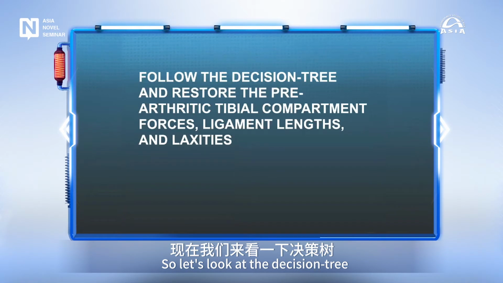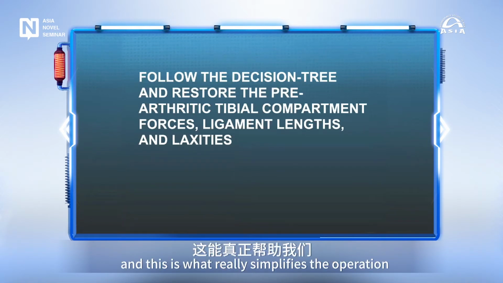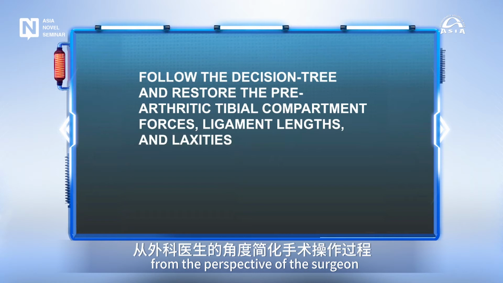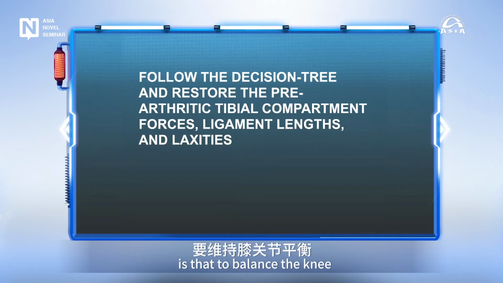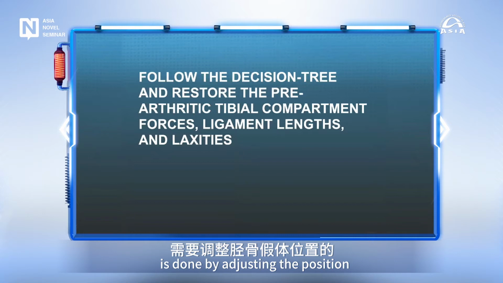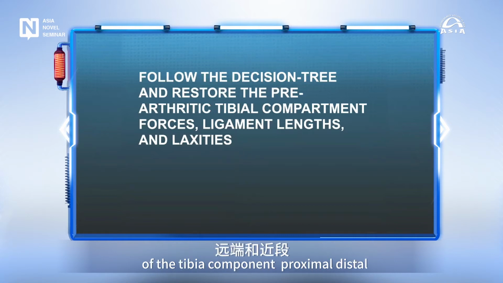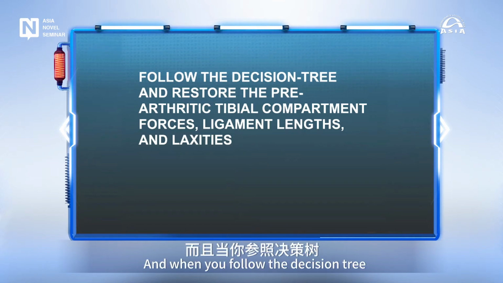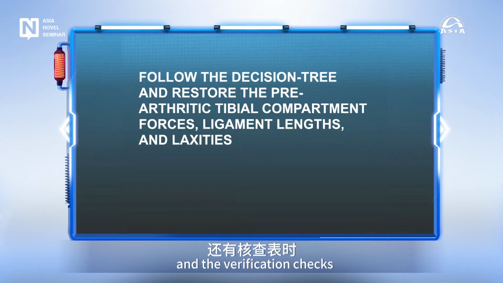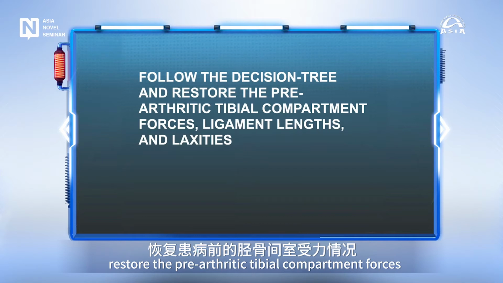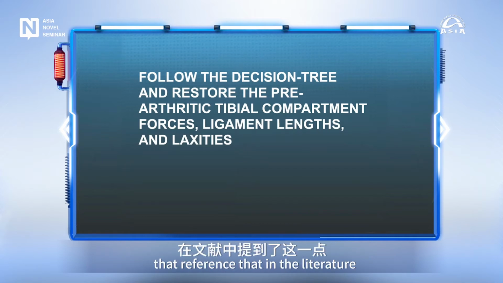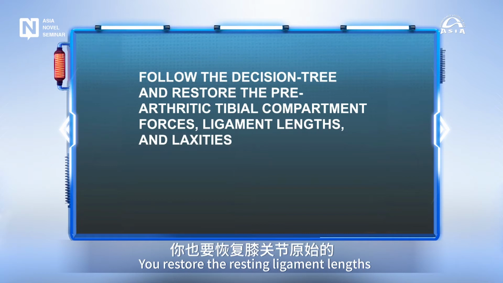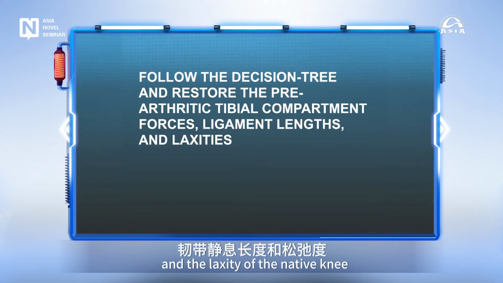So let's look at the decision tree. And this is what really simplifies the operation from the perspective of the surgeon: balancing the knee is done by adjusting the position of the tibial component, proximal distal, varus valgus, and slope. That's it. No ligament releases and no recuts of the femur. And when you follow the decision tree and the verification checks, you by default restore the prearthritic tibial compartment forces. We have several papers that reference that in the literature. You restore the resting ligament lengths and the laxities of the native knee.